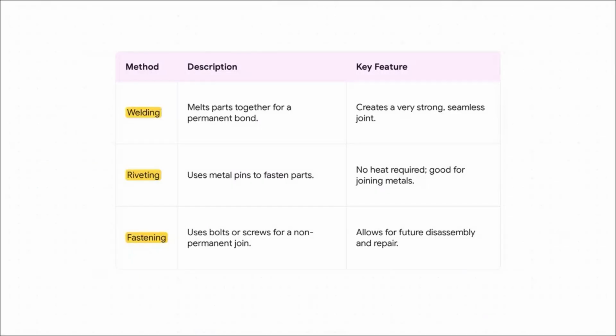So how do you connect all these different parts? Well, it really depends on what you need. For a permanent, super strong bond, welding is the go-to. You're literally melting the metal pieces into one. Riveting is a fantastic mechanical option that doesn't require any heat, which is a big plus. And, of course, if the product ever needs to be taken apart for maintenance or repair, simple fasteners like bolts and screws are the obvious and logical choice.